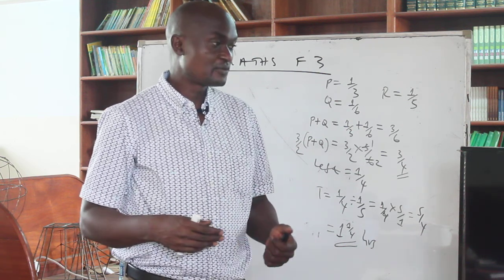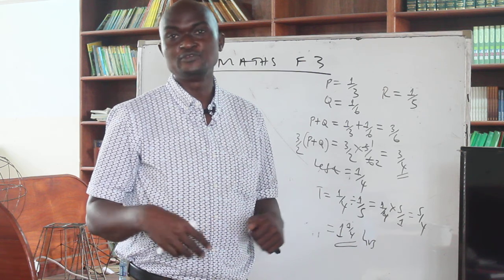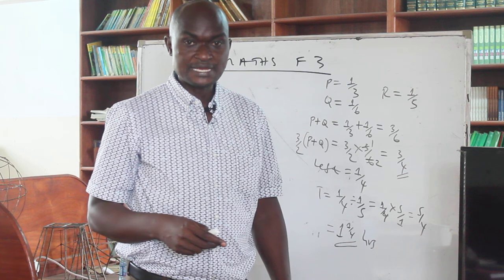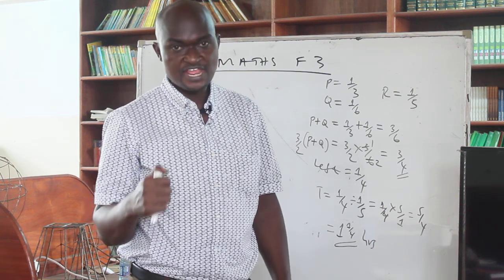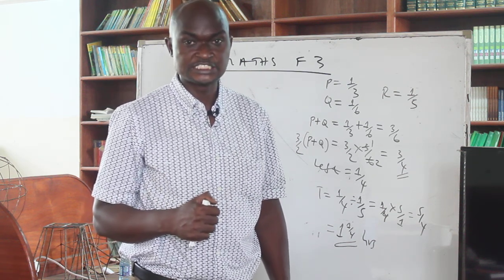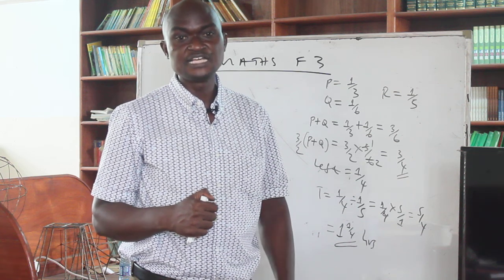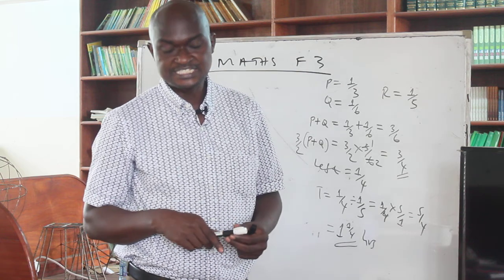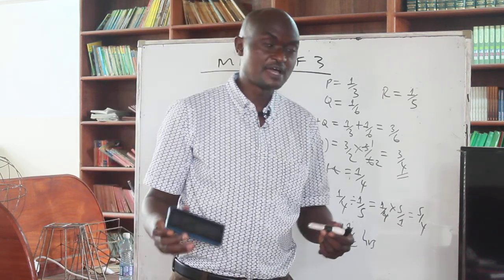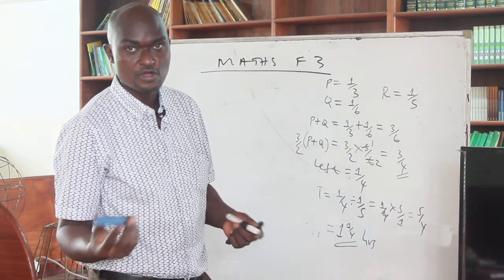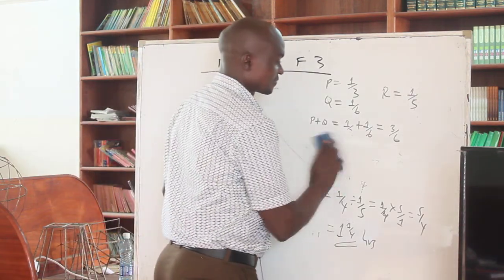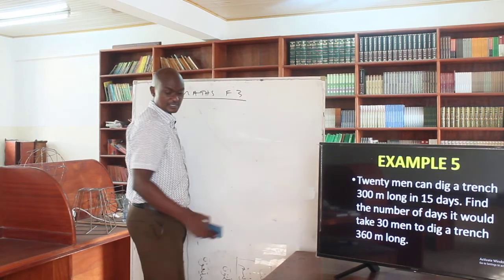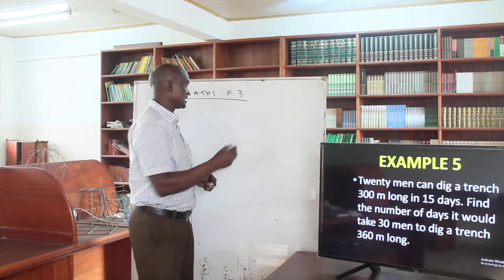Now when it comes to working, we remember from our last lesson we can deal with the unitary method or the ratio method, and it still works. 20 men can dig a trench 300 meters long in 15 days. Find the number of days it will take 30 men to dig a trench 360 meters long. We'll answer this by using both the unitary method as well as the ratio method. Let's first start with the unitary method.